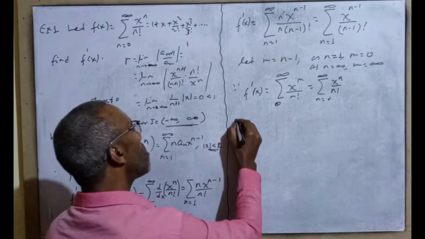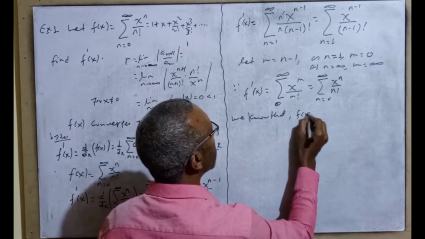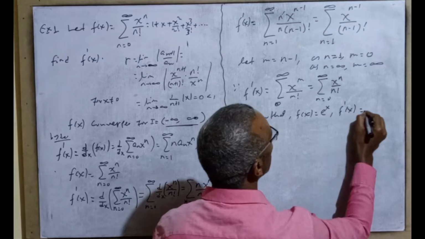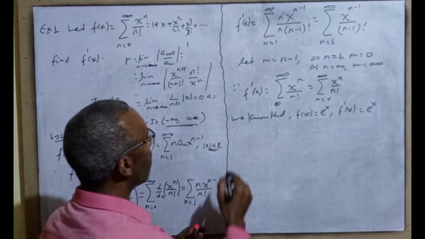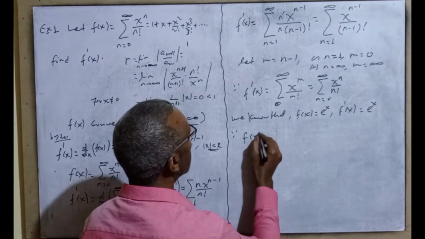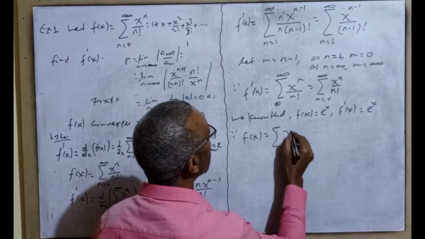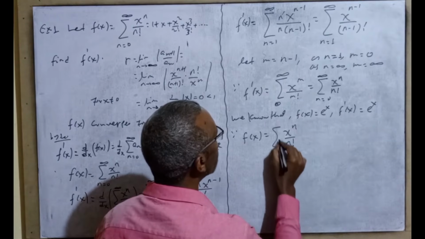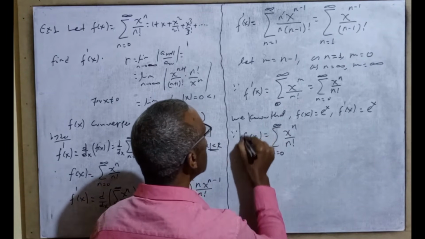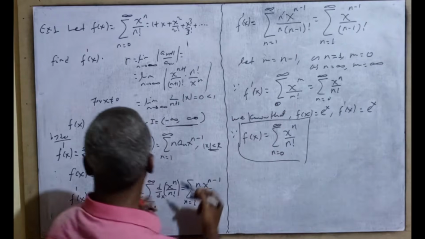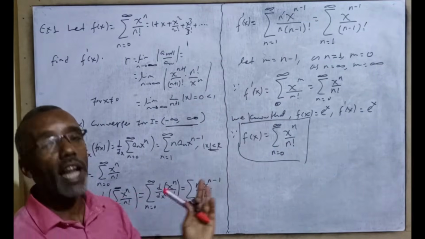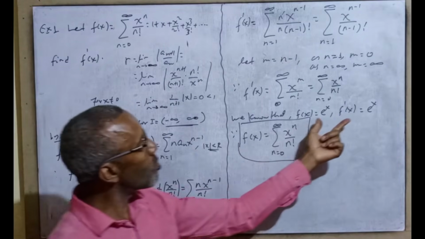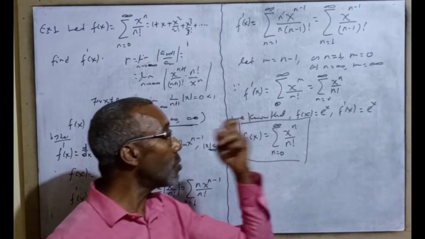But we know that if f(x) is equal to e^x, then f'(x) is equal to e^x. Therefore f(x) is the sum of x^n over n! where n runs from 0 to positive infinity. Why? Because the function f(x) and its derivative have the same form, or are equal. When are the derivative and the function equal? When f(x) is equal to e^x.